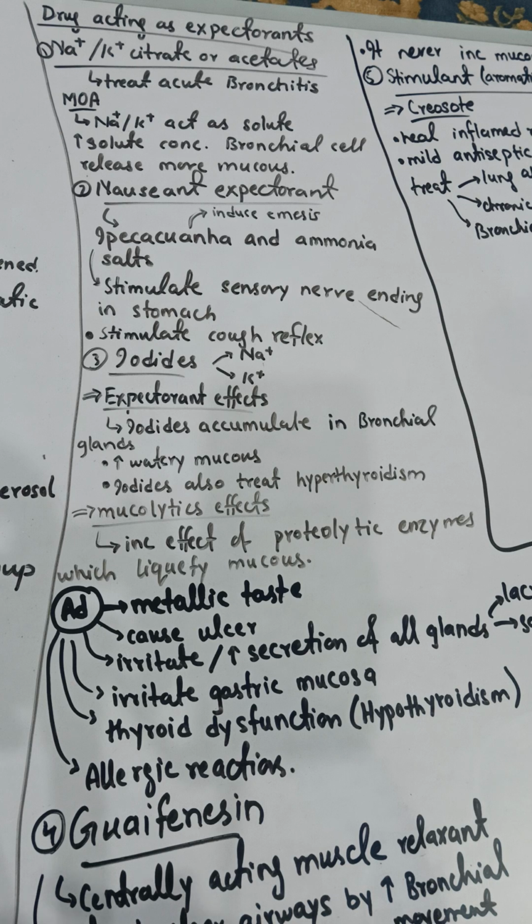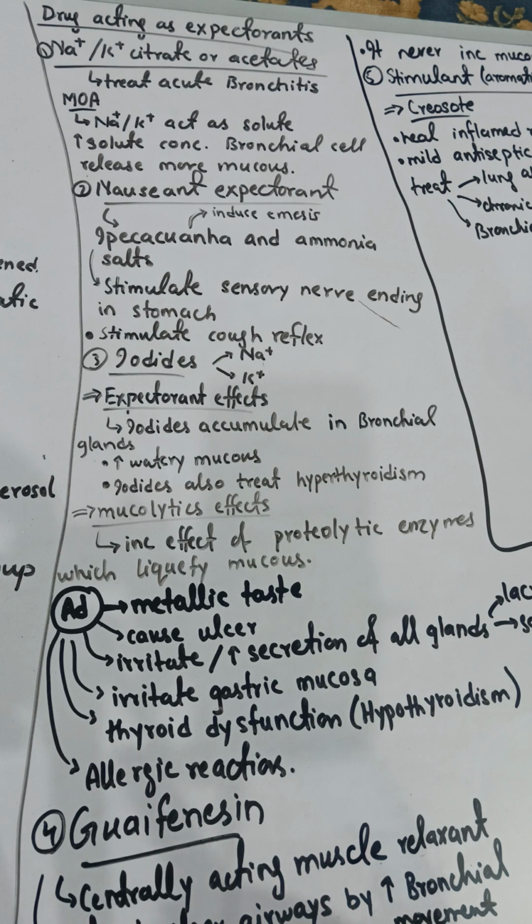So when the salt concentration increases in your body, the body will produce more and more water secretion. So when solutes like sodium and potassium increase in your bronchioles, your bronchiole cells will sense it and release more mucus. As a result, the volume of mucus will increase, which is the exact purpose of the expectorant, to increase the volume of mucus.